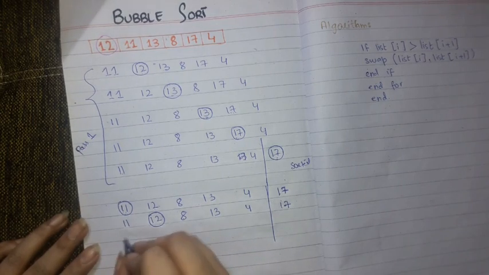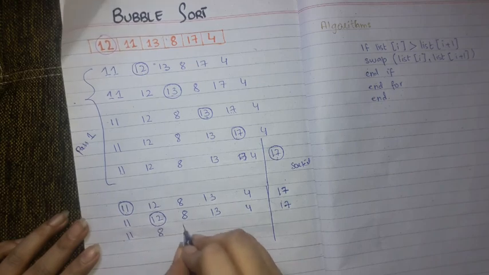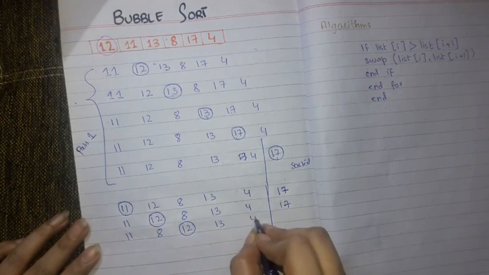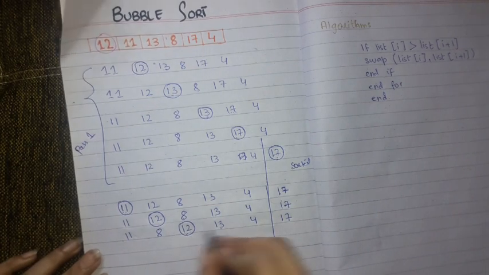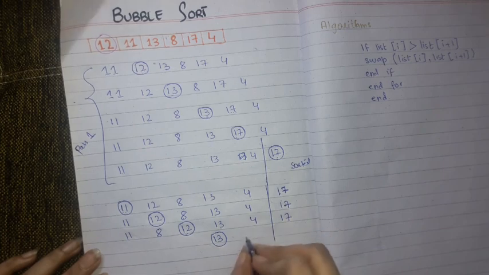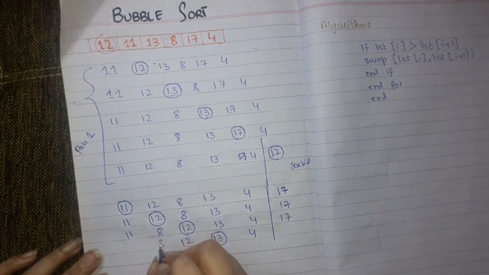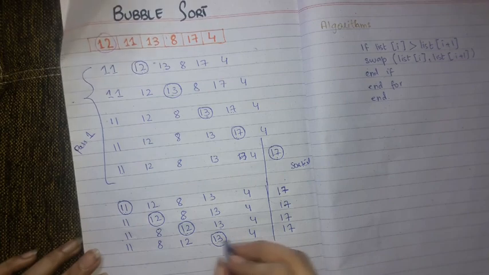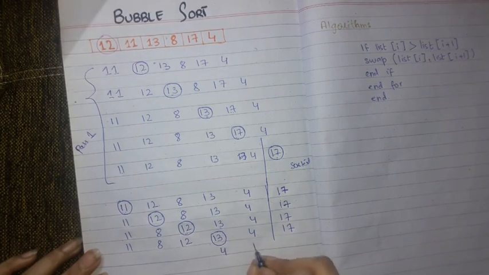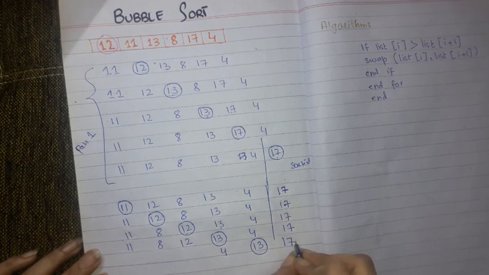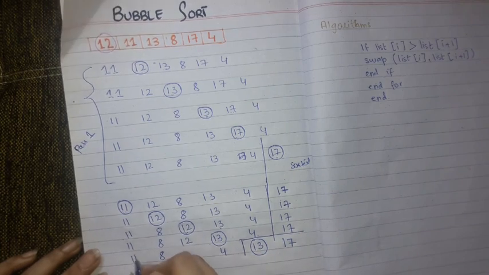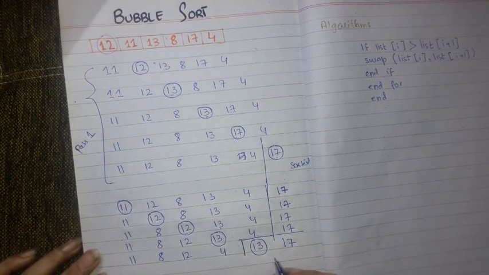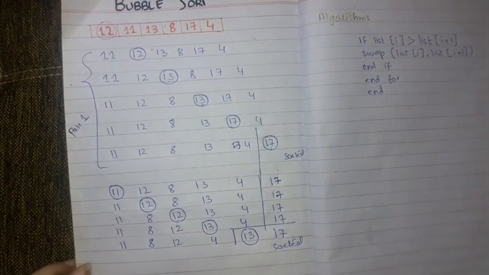Now compare this. 13, 4 and 17 will be the same. Now compare this. It's at its position, so the bubble will move to the adjacent element. Now 13 will be here, and now 13 and 17. Now this part is sorted. Okay, this part is sorted now, so we will keep on doing it.